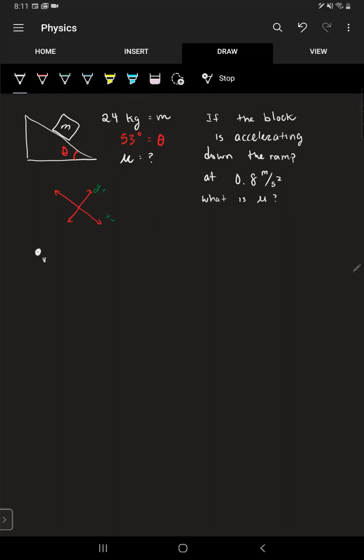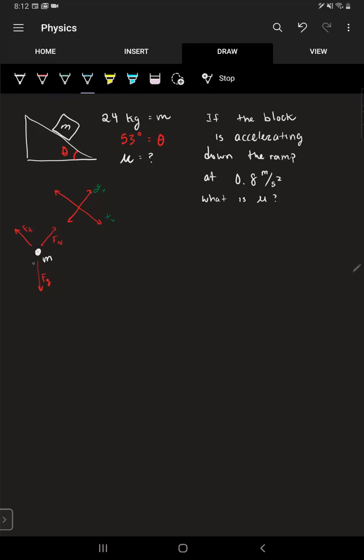All right. Now the forces, we have the force of gravity, normal force, but this time we have friction, right? So we have a frictional force. Remember, this is kinetic friction. The box is moving down the ramp. Because it's moving down the ramp, you know that friction has to oppose that motion, which means that the force of friction goes up the ramp.